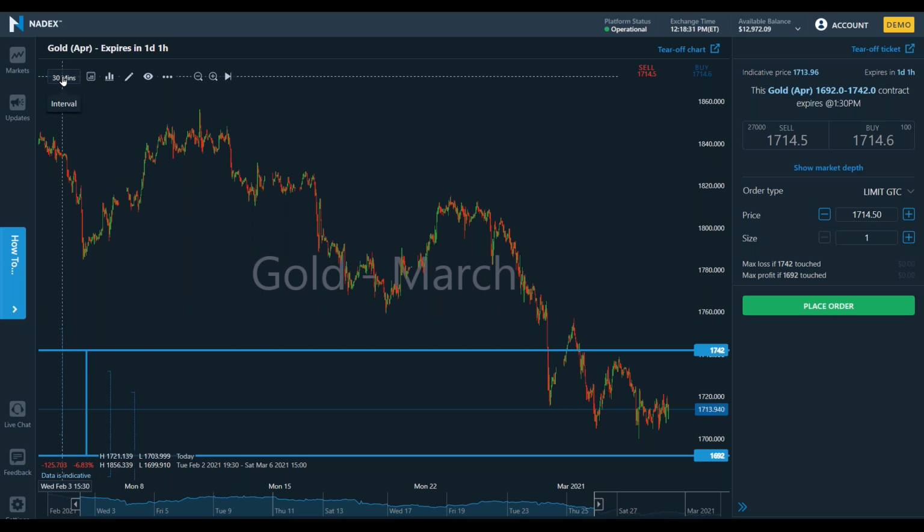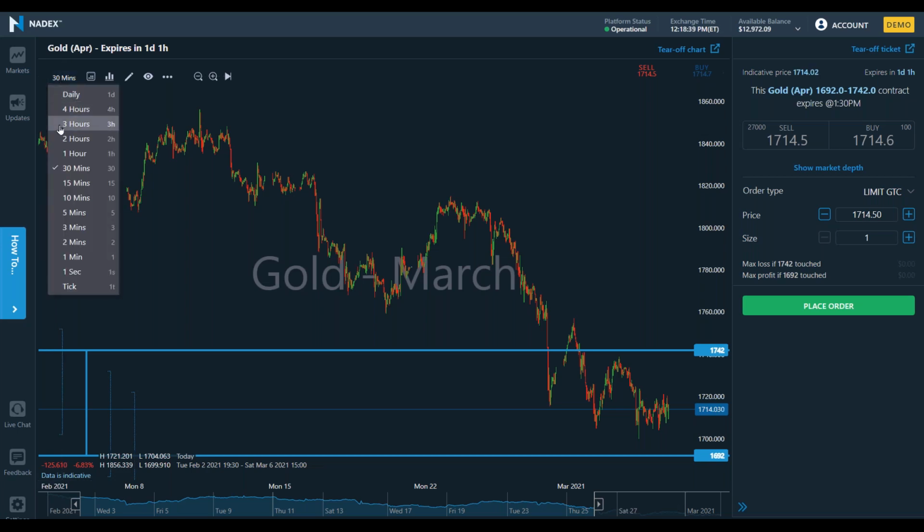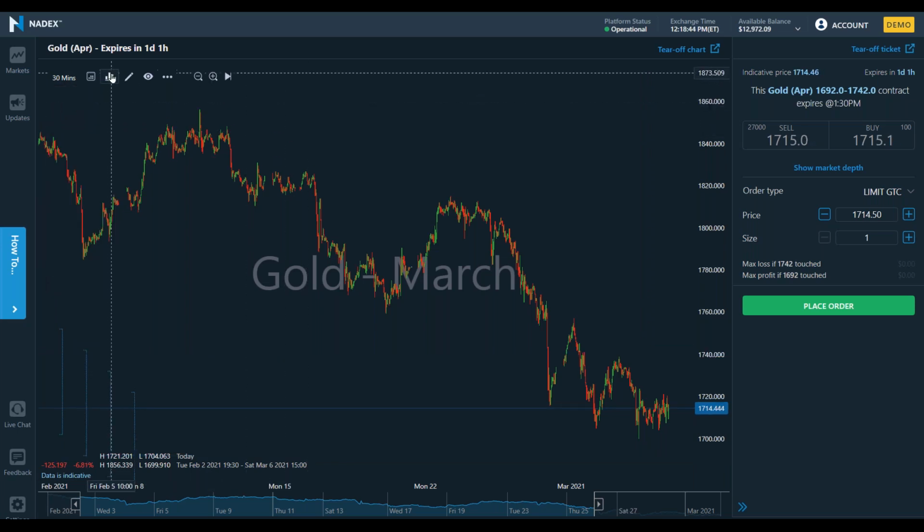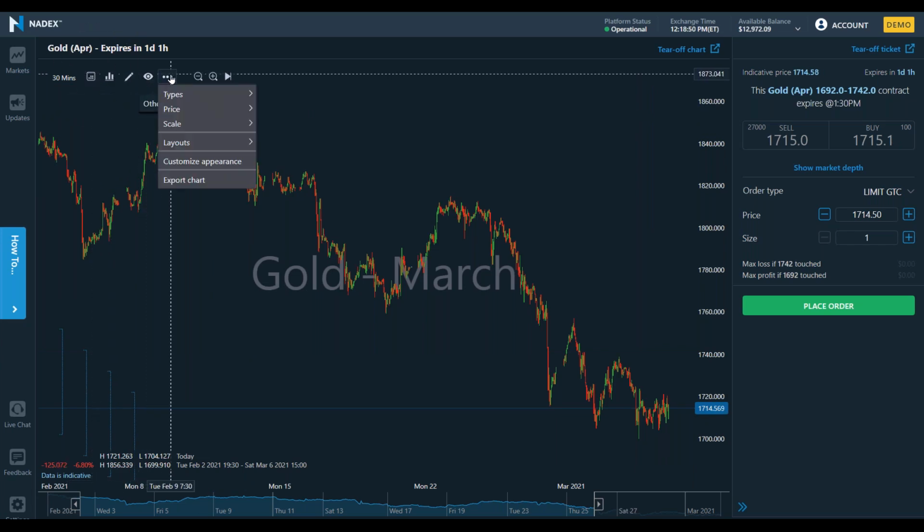Now on our charts, and this is going to be true for any of our products, you can customize your charts. Now this is a candlestick chart. If you would like to use a different type of chart, here's types. If you notice those 3 little dots, I've got different types of charts. You can choose which kind of chart that you would like.